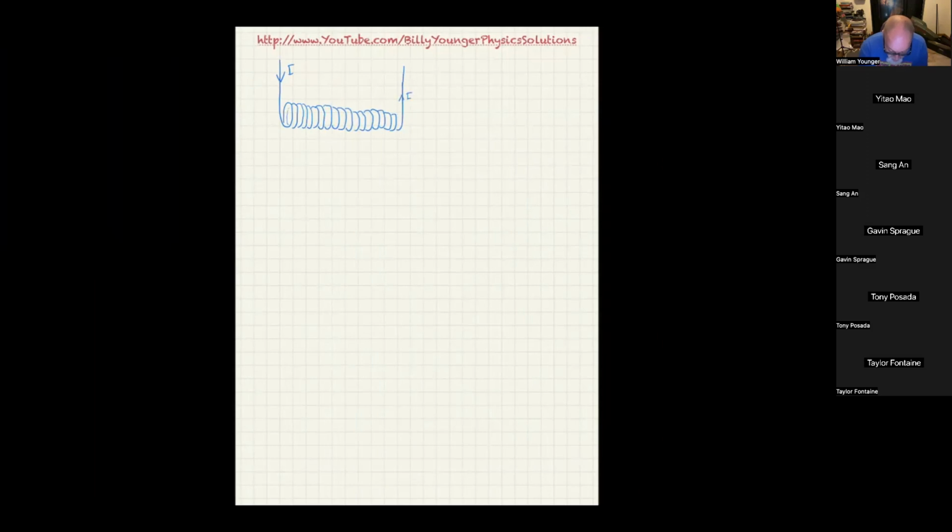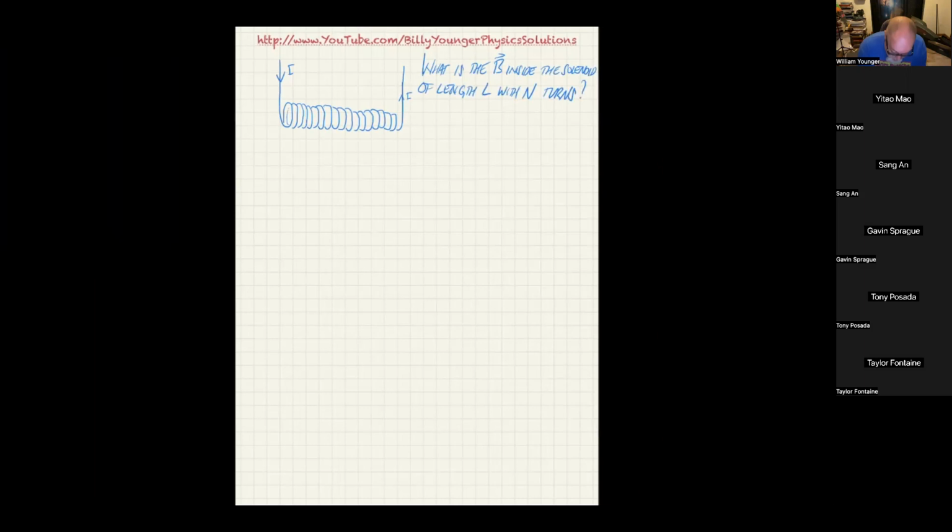So what is the magnetic field inside the solenoid of length L with N turns?